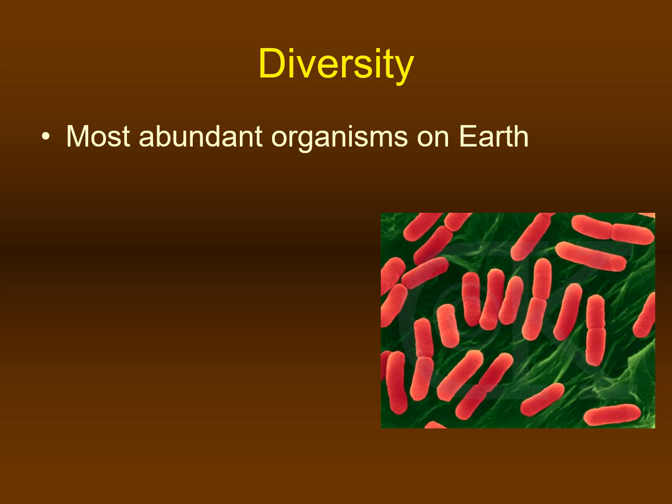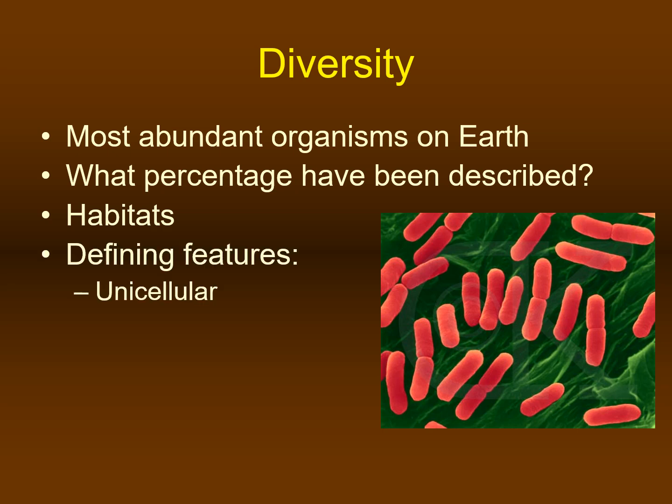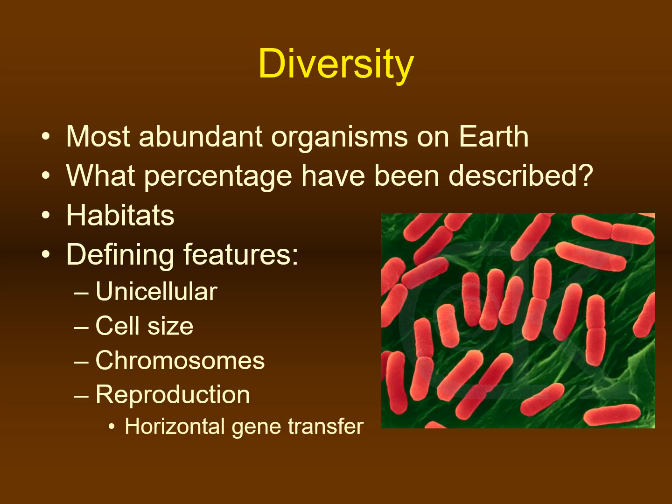These are, as we mentioned before, the most abundant organisms on Earth. Less than 10% of prokaryotes, as we mentioned as well, have been described. They can live in absolutely diverse habitats, from frozen lakes in Antarctica to extremely hot geysers in Yellowstone National Park. But they all share the same defining features. They are unicellular, they have small cell size, they have a single circular chromosome, they reproduce asexually and increase genetic diversity by the use of horizontal gene transfer. In addition to that, prokaryotes lack internal compartmentalization.